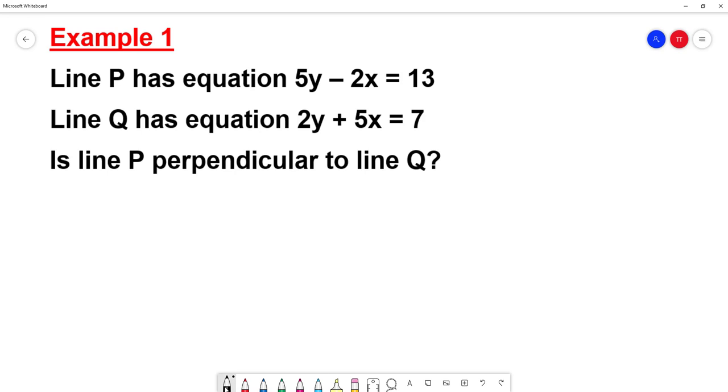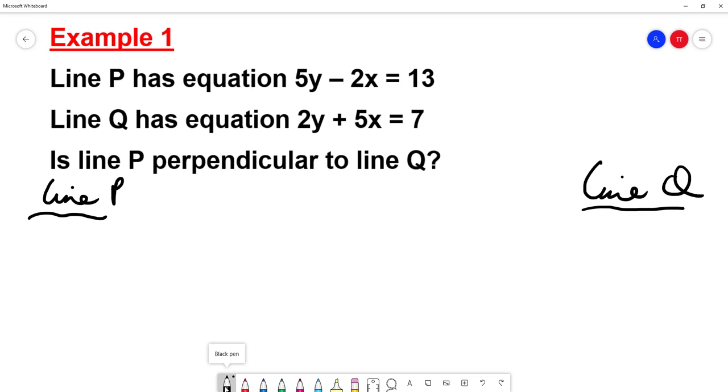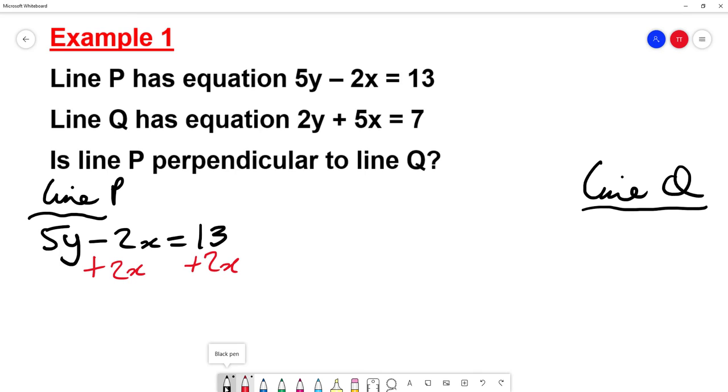So what I'm going to do here is to divide my page into two, meaning I've got line P over here and line Q on this side of the page. The first thing to notice is for line P, the equation is not quite in the right format that we need. So what I'm going to do is rearrange this equation in the form y equals mx plus c by adding 2x on both sides of the equation. So we'll end up with 5y equals 2x plus 13.